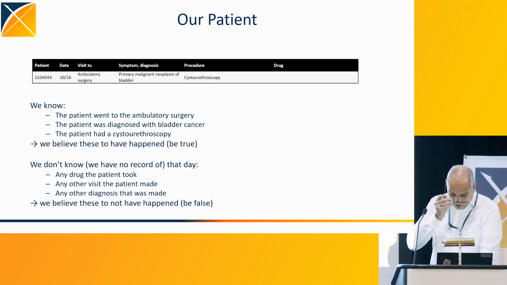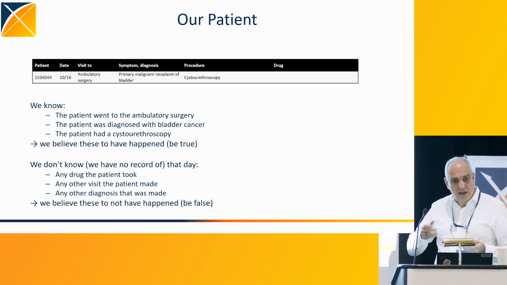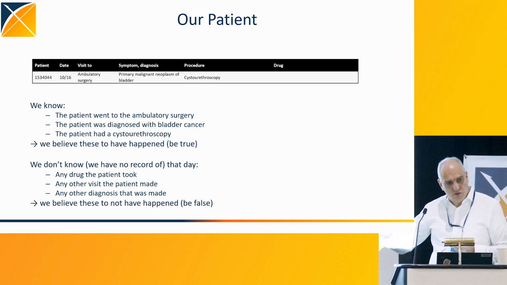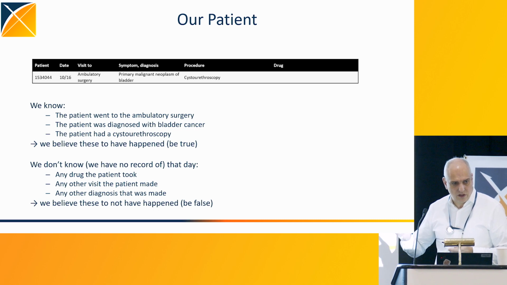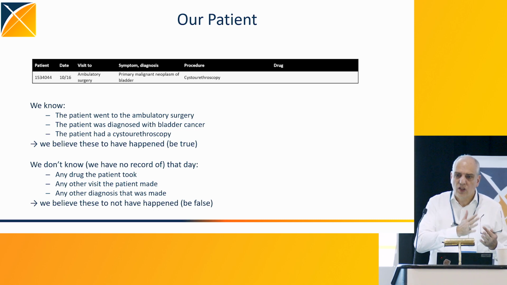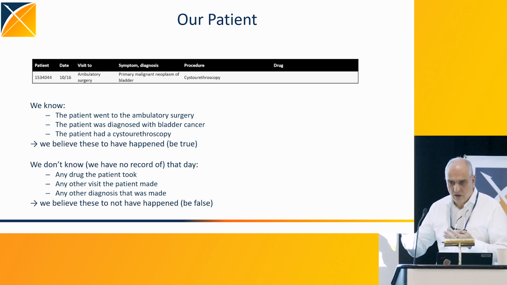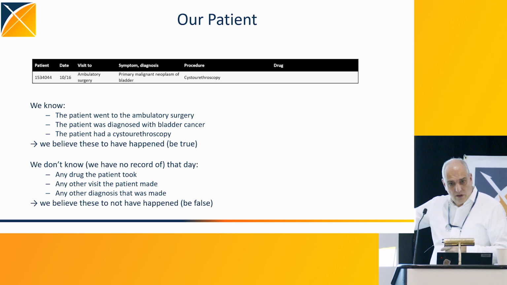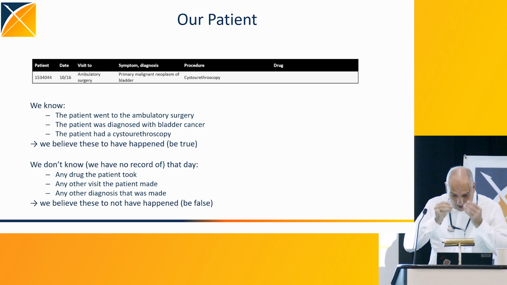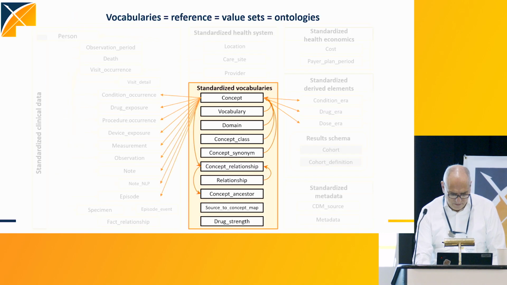And why is this important? Because that's how we do the analysis. If we count rates, incidence rate, prevalence rate, so how often do things happen, either to a population or to a patient, we take this table and just say, okay, how often does this guy get cystoscopy?